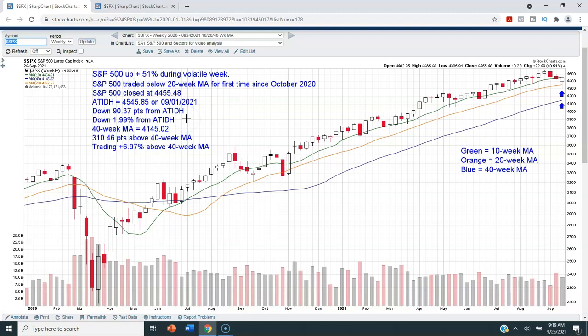And I know for a lot of people, the news and everything out there right now just feels a little heavy. So I think a lot of people are going to be quite surprised that we're down less than 2% from the all-time intraday high right now.